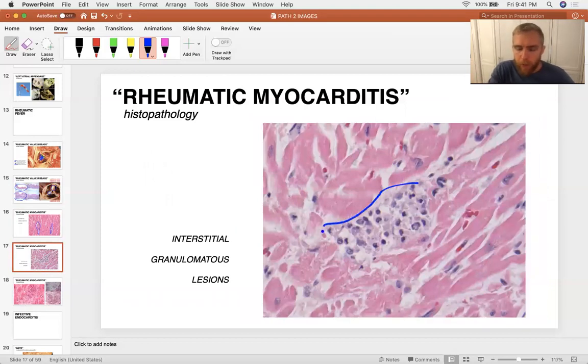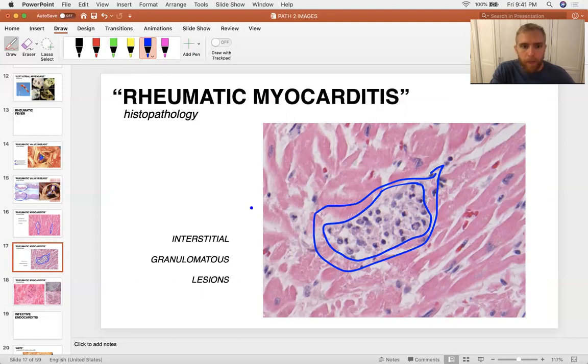Here's another example. What do we see in the middle here? Immune cells. Where is it? In between a big bundle of a lot of skeletal muscle, cut in an axial section. And so that's an interstitial. It's in the interstitium. It's in the extracellular matrix. It's in between myocytes.